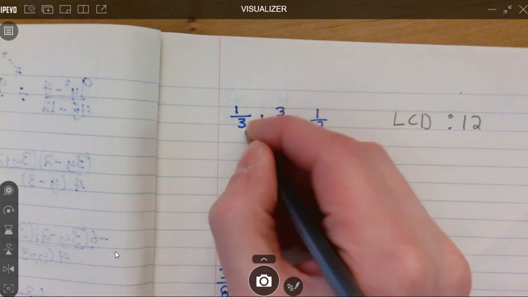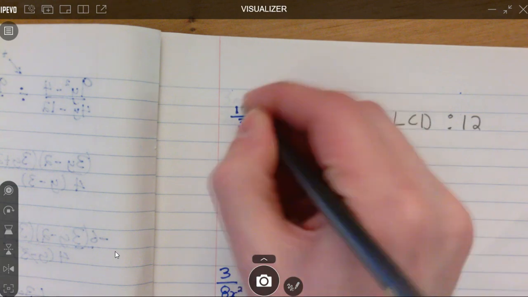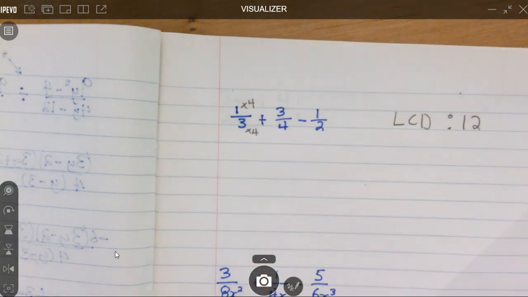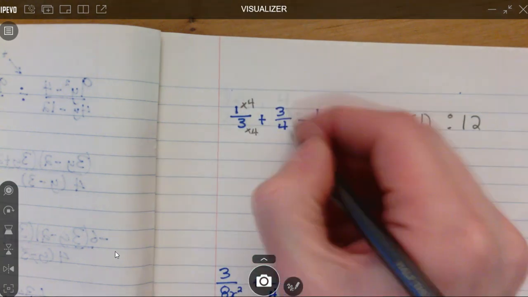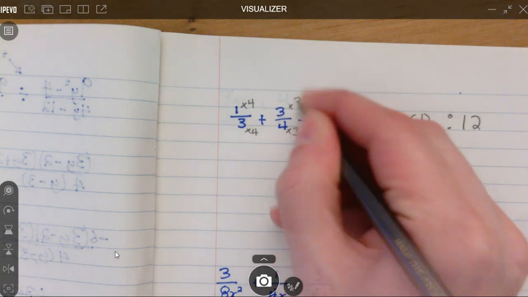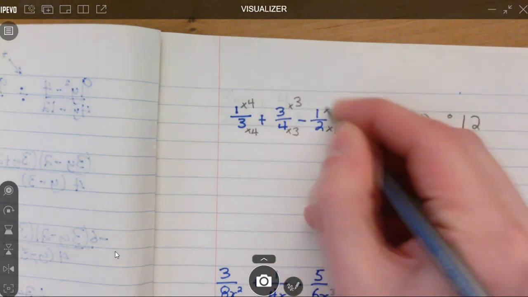So for example, to get 3 to 12, I've got to multiply it by 4. So I've got to do times 4 on the top and bottom. Then same thing for 3/4. To get 4 to 12, I've got to do times 3. So I do it top and bottom, and then times 6 and times 6.